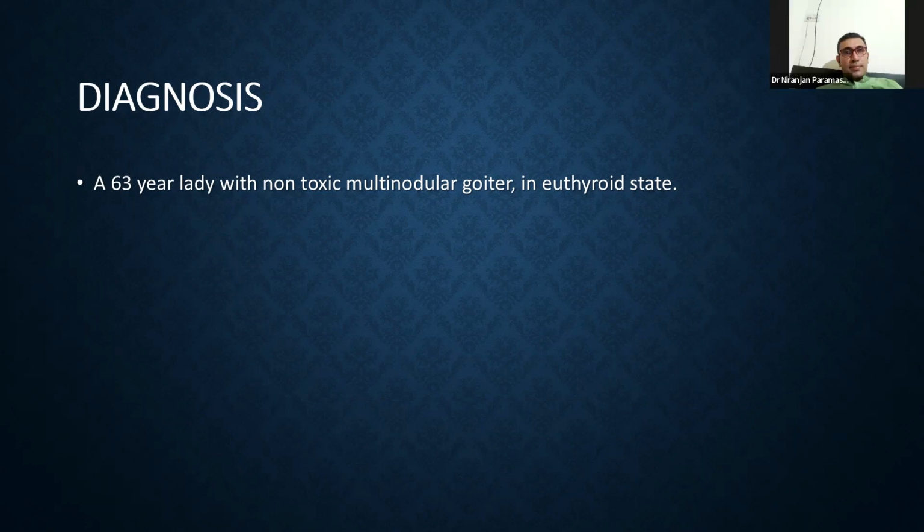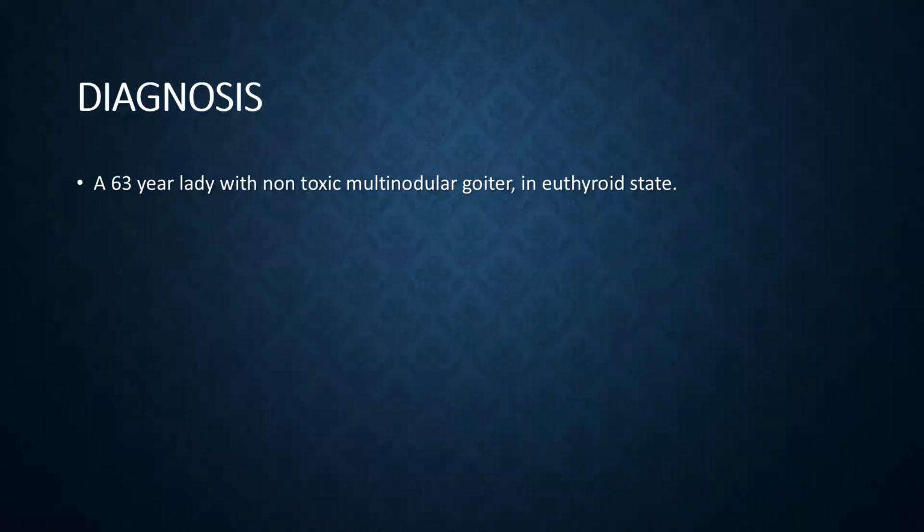Anything else? On ultrasound, you should not mention consistency. Consistency is not a sonological finding. You have mentioned consistency. Don't mention that point. It's a clinical examination finding. Sonologically, echogenicity. Is it hypoechoic, isoechoic, or hyperechoic? Or is it a purely cystic lesion or a complex nodule? In nodule wise, is it a solid nodule, complex nodule, purely cystic nodule? So these are the specific words you need to use when you describe sonography of a thyroid. Okay, sir.